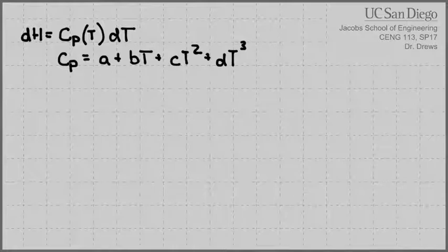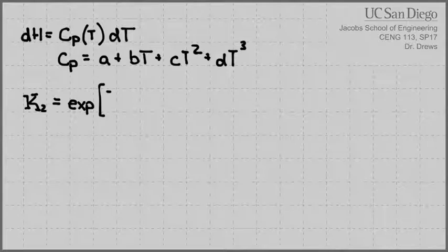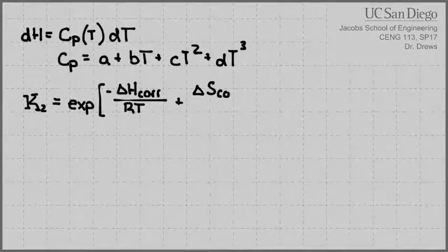The end result is that K2, which is the final correction that we have, is the exponential of an enthalpy correction term, delta H correction, divided by RT, plus an entropy correction divided by R. What do these look like?